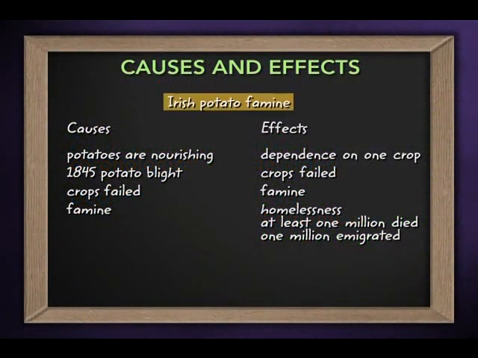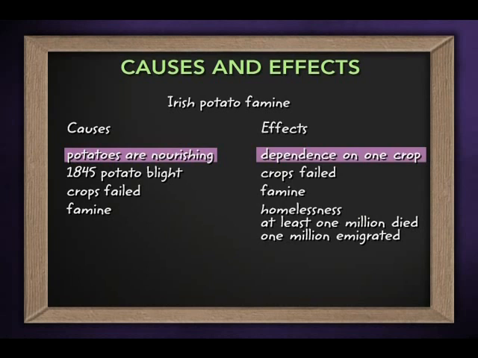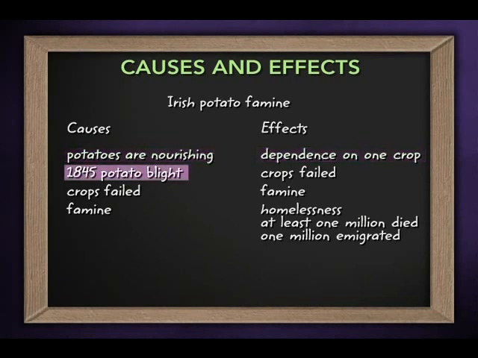Irish potato famine, that's my topic, so I put that on top. Causes on my left, effects on my right. Well, I know that potatoes are very nourishing, and since they're so nourishing, this resulted in the Irish depending on the one crop. So potatoes are nourishing became my cause. Dependence on one crop became my effect. Then I knew that the cause was the 1845 potato blight.